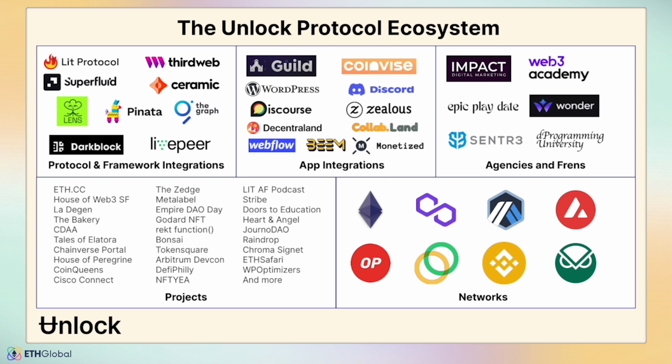A bunch of applications also use Unlock. So you mentioned, Guild is a good example. Coinvise are two of the UIs that you can use as a creator to deploy or manage rather membership and connect these membership to your community. You can use stuff like Beam for video or Monetize to integrate in Notion, etc., etc. We also have a bunch of agencies and friends that are using Unlock directly into their application, and so you can see some of the names there.